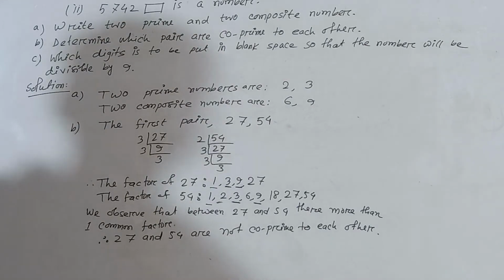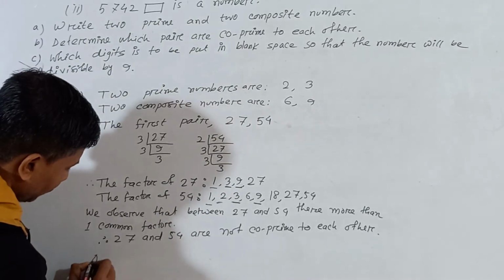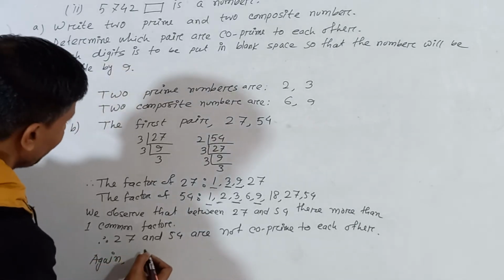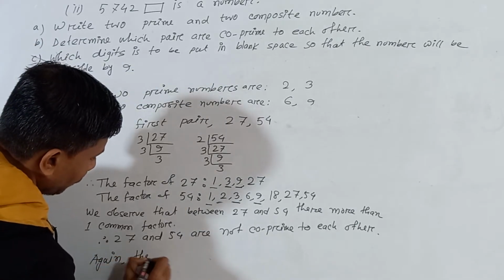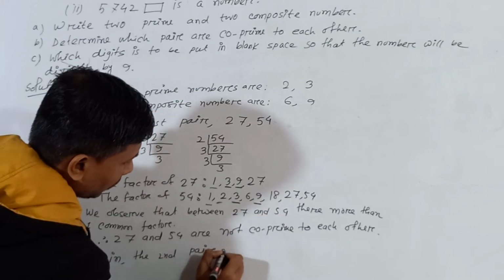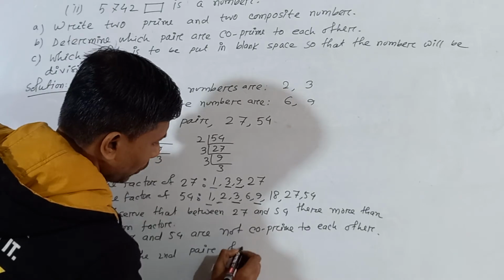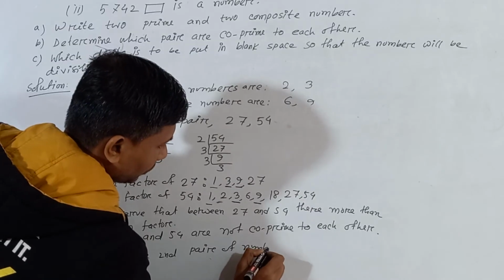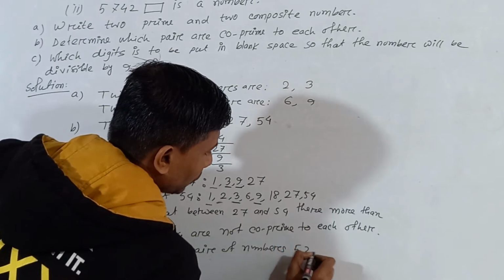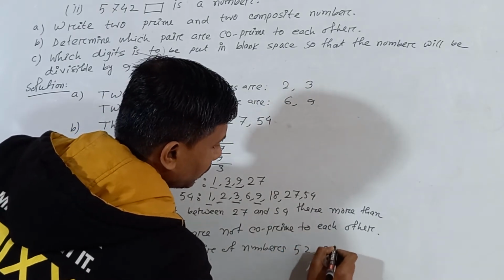Now, the second one, you see the another pair, 52 and 97, right? Again, the second pair of numbers, 52, 97.